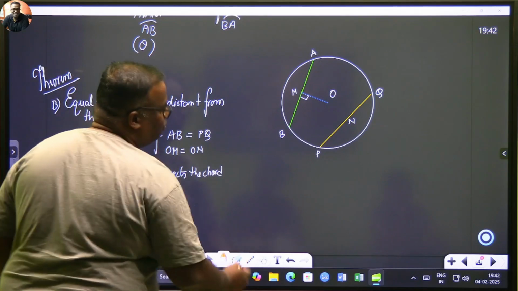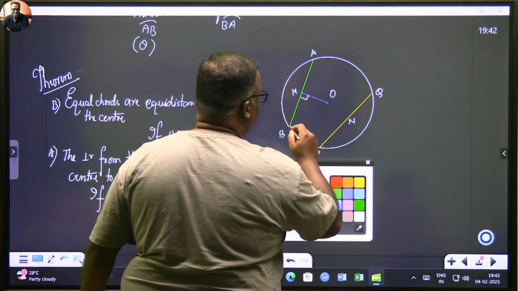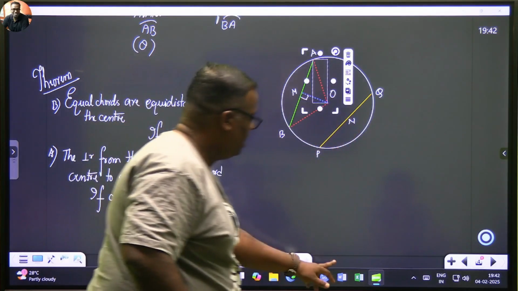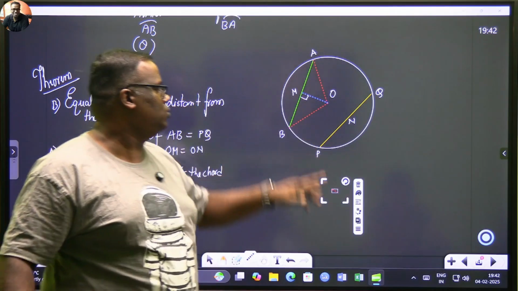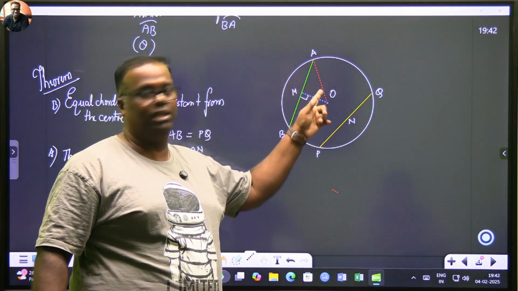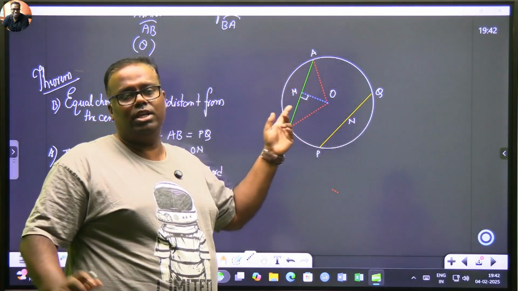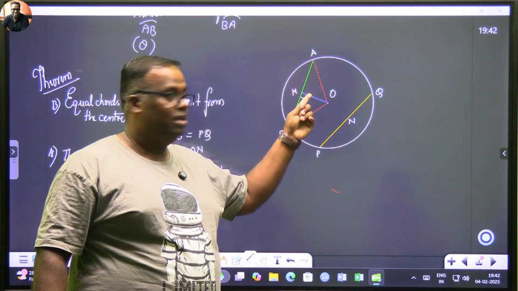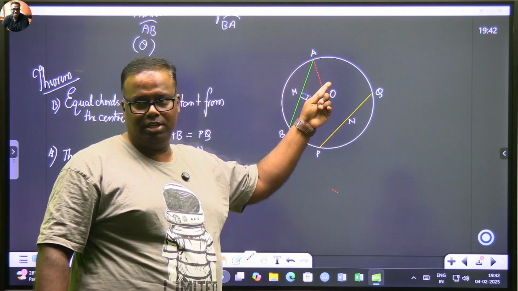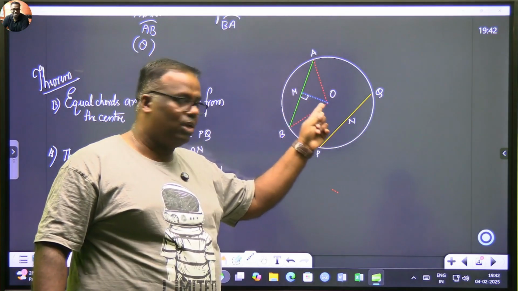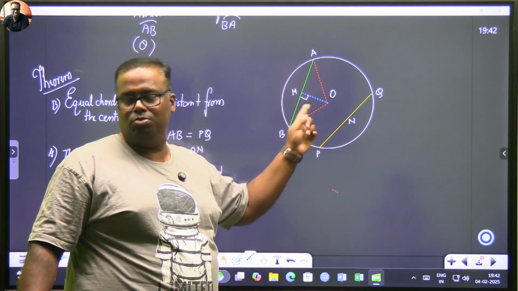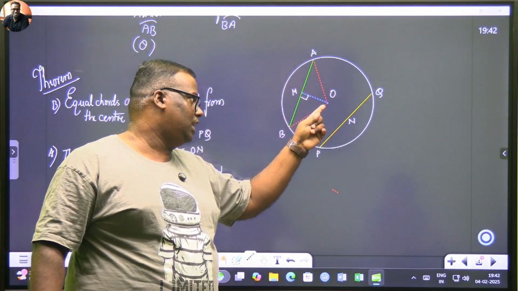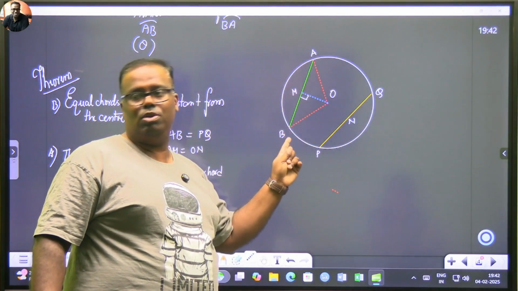Very easy to prove. So how do you prove it? You can just join these two and look at these two triangles. I'll just do it verbally with you. These two triangles are congruent. How to say these are congruent? Right angle, right angle. Then the hypotenuse are equal, both are radius, and any one side. So we'll take OM as the common side. So both the triangles are congruent. If both the triangles are congruent, then don't you think that AM should be equal to MB?